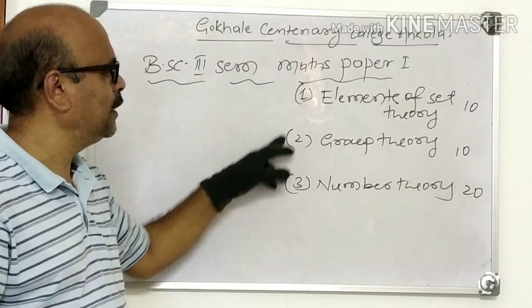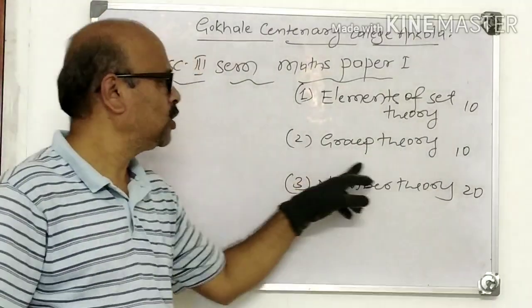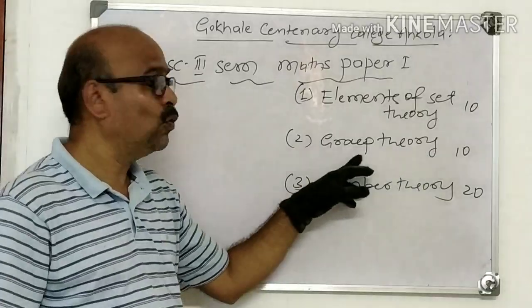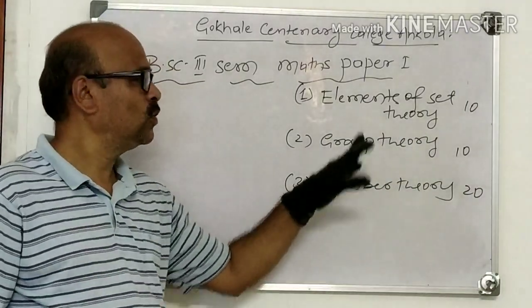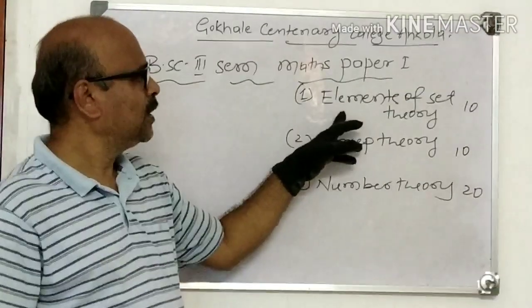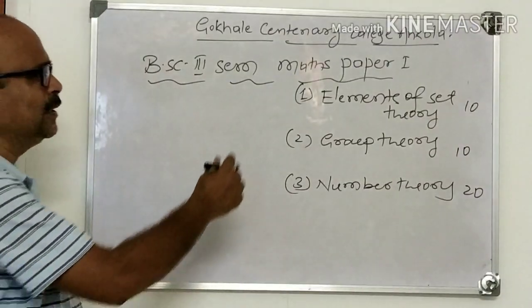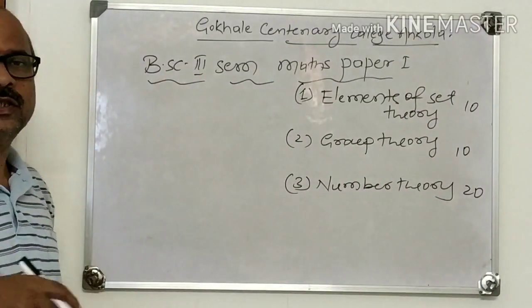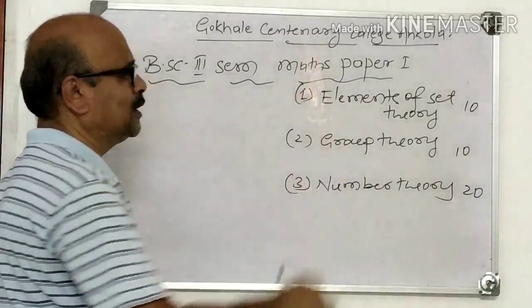In this first paper there are three topics. First topic is elements of set theory, 10 hours. Graph theory, group theory, 10 hours, number theory, 20 hours, total 40 hours. Now the first topic is elements of set theory, and set theory is very fundamental in all the branches of mathematics. In any branch of mathematics, you will come across this set theory.